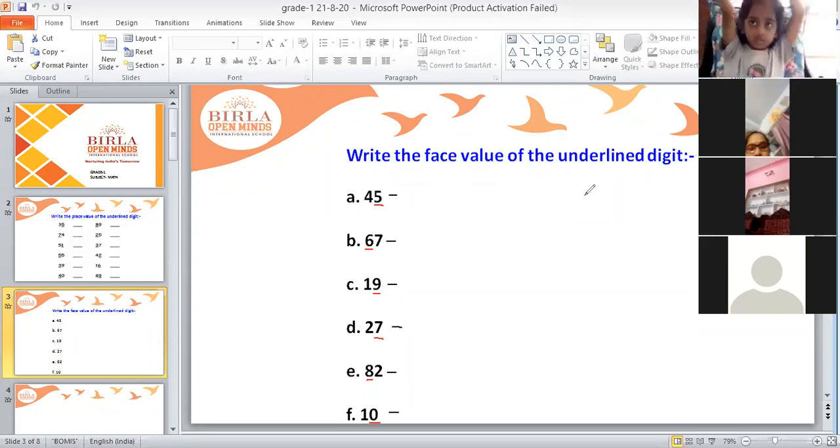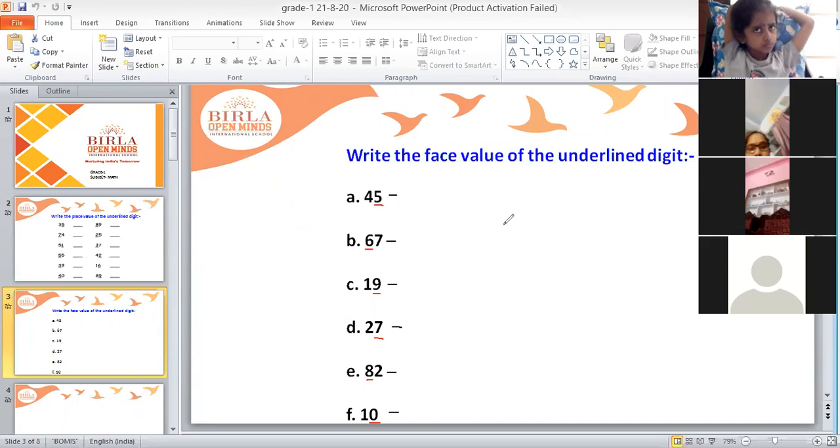Okay. So now listen, children. Face value of any number is the number itself. Suppose the underlined digit is 4, so then face value of 4 will be 4. Face value of 5 will be 5. Face value of 0 will be 0. Face value of 1 will be 1. Face value of 7 will be 7. Face value of 8 will be 8. Whatever is the position of underlined digit, face value of any number is the number itself.